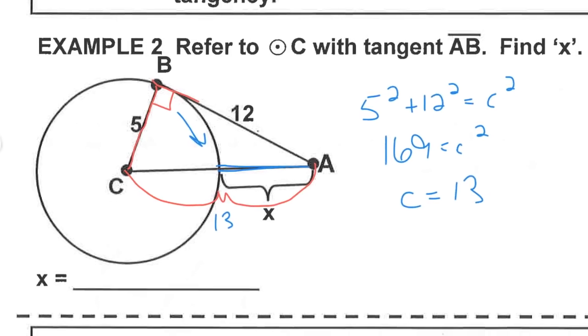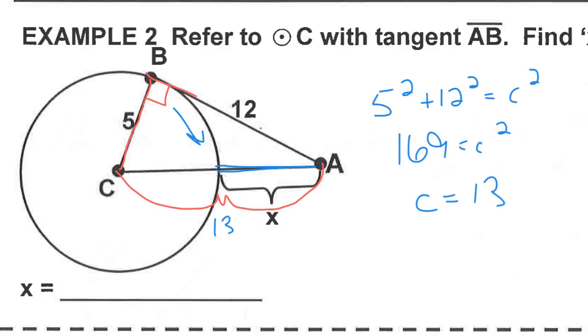But I don't need that whole side. There's one other thing I do know, though. This much of the line is a radius, and I know the radius is 5. So the whole thing minus the radius should give me X. So 13 minus 5 will equal X, which means X equals 8.